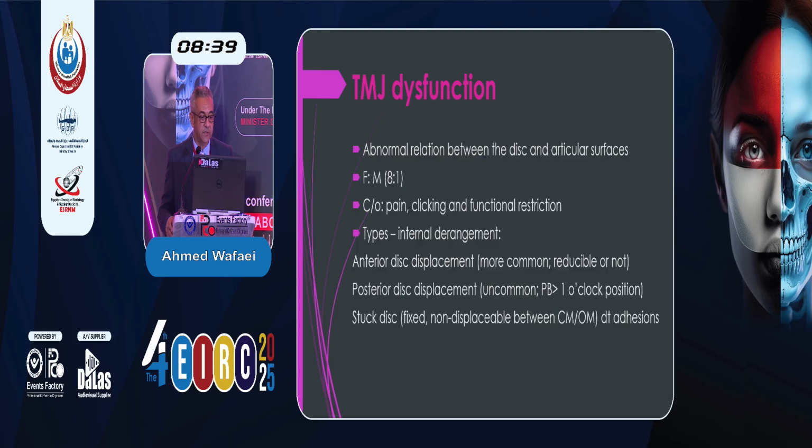The internal derangement types are: anterior disc displacement, which is the most common, whether reducible or non-reducible; and posterior disc displacement, which is uncommon. It means that the posterior band lies posteriorly beyond the 1 o'clock position behind the summit of the head. The third, rare type of internal derangement is called a stuck disc, which means that the disc is fixed and not displaceable between the closed and open mouth views due to intra-articular adhesions.